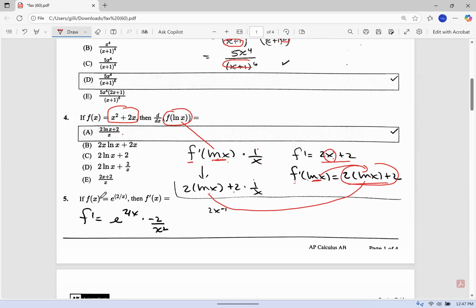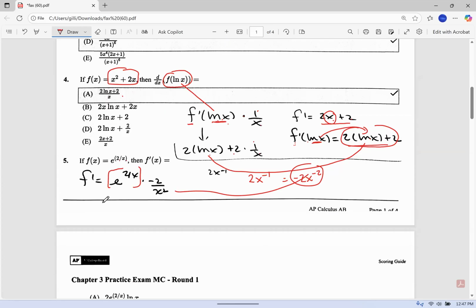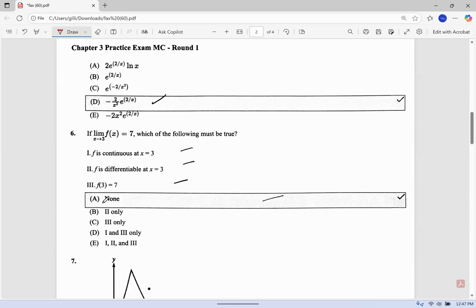In 5, it's pretty easy. It's just the derivative of e to a power. So I'll rewrite the function itself, which is here. And the derivative of that exponent is 2x to the negative first. Drop down the power, repeat the x, and decrease it by 1. And that's the derivative right there. In number 6, all we know is that the limit exists.